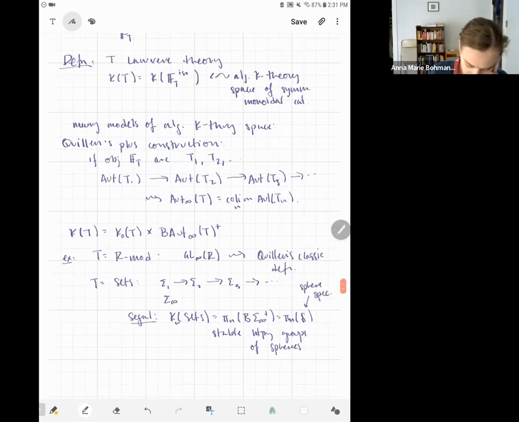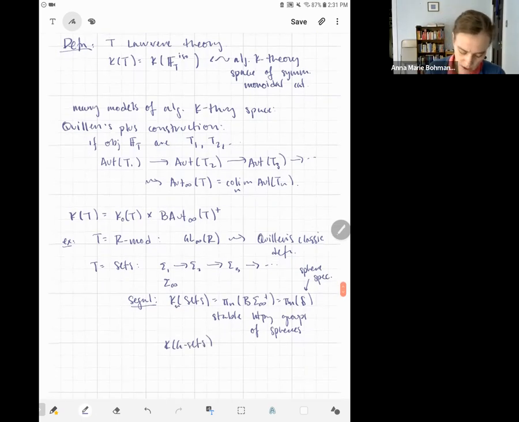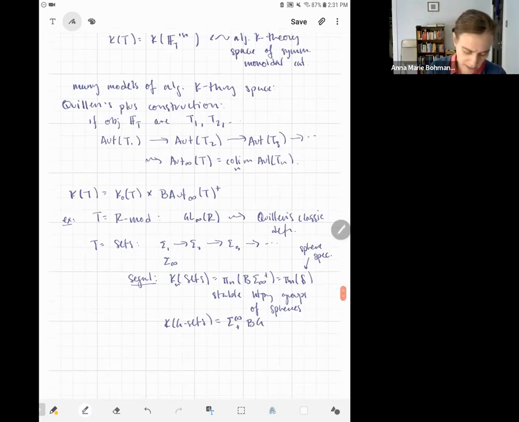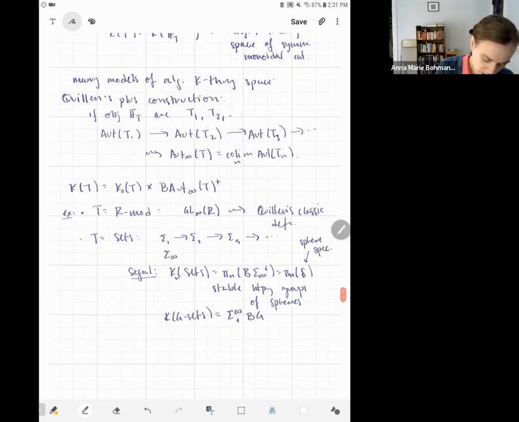Similarly, if you look at the theory of G-sets, where I had my two cases, G the trivial group or G an arbitrary group, Segal's work also tells you, or maybe that's the Barratt-Priddy-Quillen theorem, depending on how you like to think about it, that this gives you the suspension spectrum of the classifying space of G. So there are some nice examples.